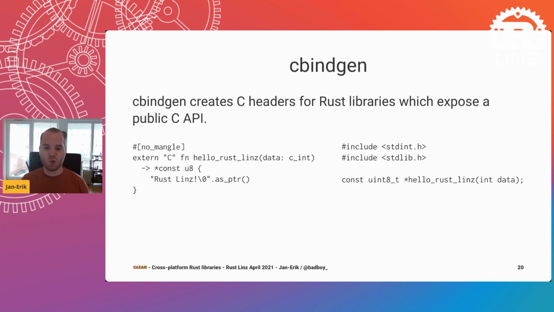Luckily for us, there's a tool out there, cbindgen. Cbindgen takes Rust code, parses it, and then generates the appropriate C header file.